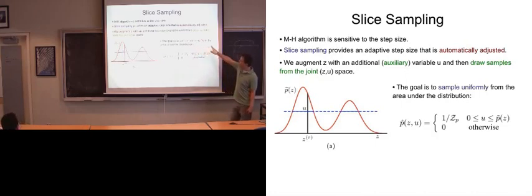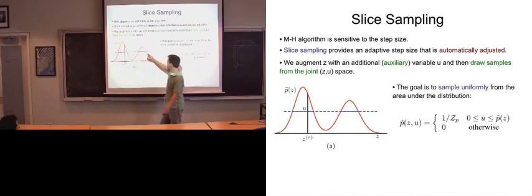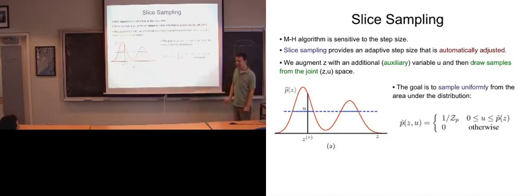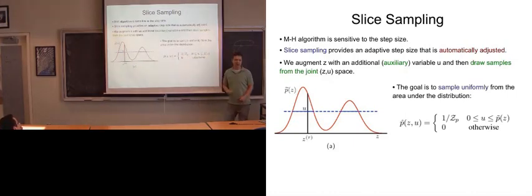Your goal is to sample uniformly from the area under this distribution. So let's look at this distribution. You have a joint distribution. This is your P of Z, and you have U. Now you're converting this problem into sampling uniformly in this space, and the uniform sample is going to be proportional to 1 over the partition function, and 0 otherwise. If you look at this expression, you might say, well, it doesn't make any sense. Why does this correspond to actually sampling from the target distribution?